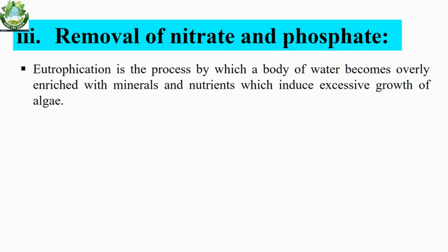Eutrophication is a process in which a water body becomes over-enriched with minerals and nutrients, which induce the excessive growth of algae. Due to the excessive growth of algae over the surface of water, there is a depletion, or decrease, of the oxygen in the water, because they cover the entire water surface. Due to this there is a decrease in the oxygen concentration, which is known as eutrophication. So that's why the nitrate and phosphate should be removed before the water is discharged into the river.